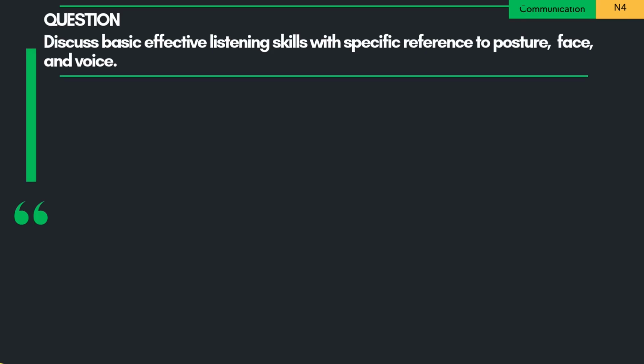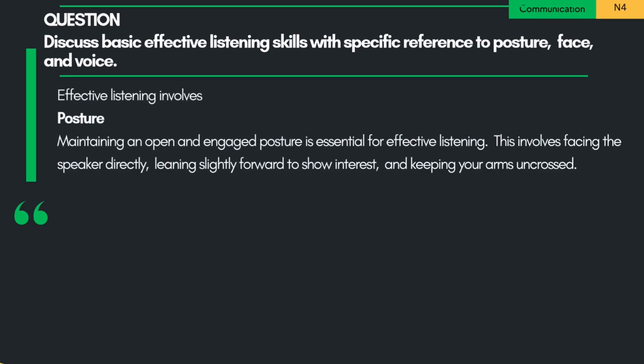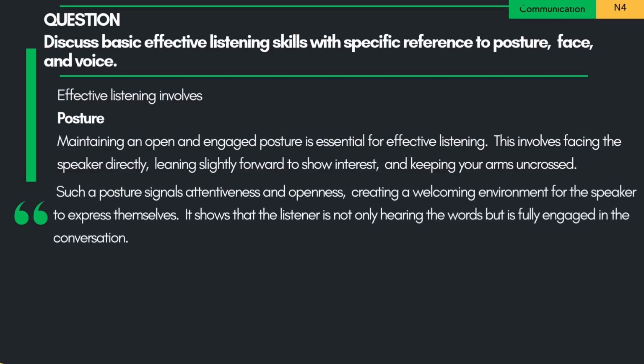Question. Discuss basic effective listening skills with specific reference to posture, face, and voice. Effective listening involves: 1. Posture. Maintaining an open and engaged posture is essential for effective listening. This involves facing the speaker directly, leaning slightly forward to show interest, and keeping your arms uncrossed. Such a posture signals attentiveness and openness, creating a welcoming environment for the speaker to express themselves. It shows that the listener is not only hearing the words, but is fully engaged in the conversation.